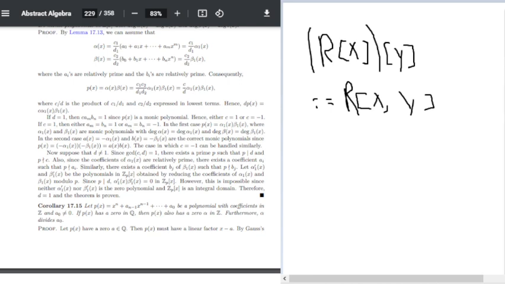Since p divides d, alpha1 prime of x beta1 prime of x equals 0 in z sub p of x. However, this is impossible, since neither alpha1 prime of x nor beta1 prime of x is a zero polynomial, and z sub p of x is an integral domain. Therefore, d is equal to 1, and the theorem is proven.